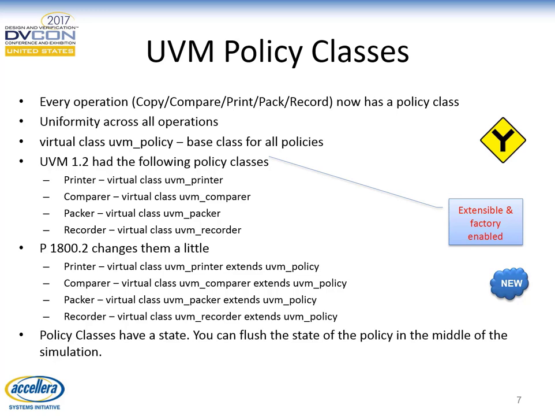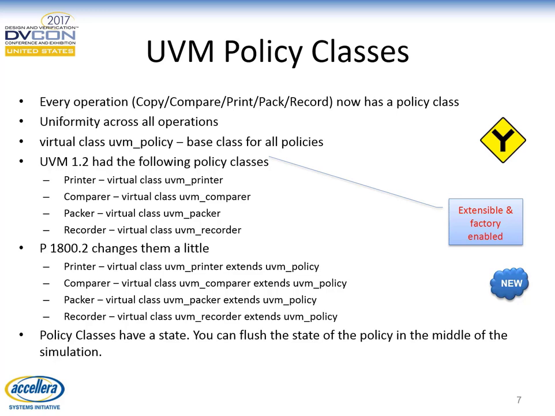So the first thing we wanted to do is we realized that there are several of these operations that are common. And guess what? As people create derivatives of this environment going forward, they basically want the same kind of behavior to be applied across these objects. They want some sense of uniformity. So what we've done is we've created this concept of a policy class. Every operation, copy, compare, print, pack, and record, now uses a policy class. It creates a uniformity across all the operations.